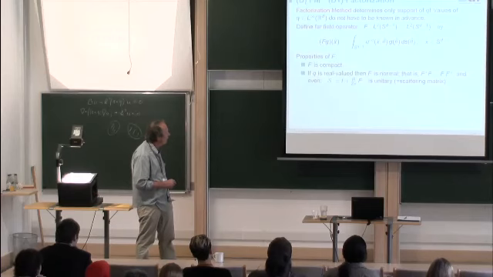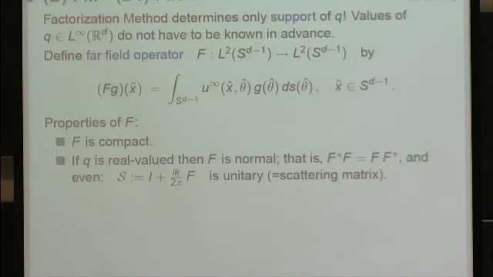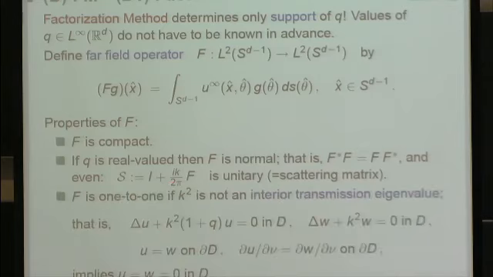And even more, if you take the identity plus this factor times F, that is a unitary operator. It's called the scattering matrix. Usually it's introduced differently, but in our setting it's just the identity plus this factor times F. It's a unitary operator, so S star S is the identity. And now I want to go to the blackboard a little bit.